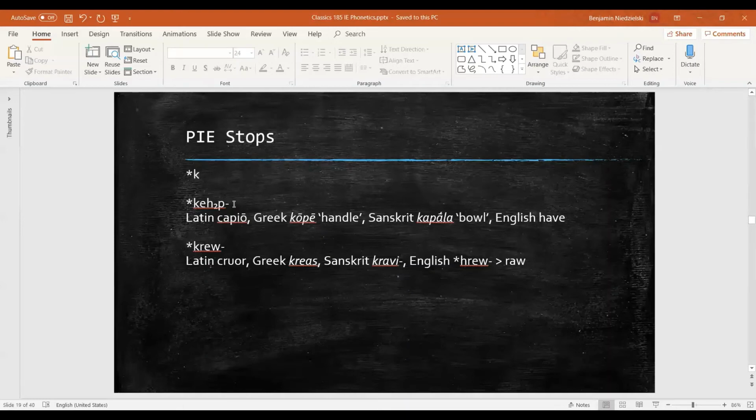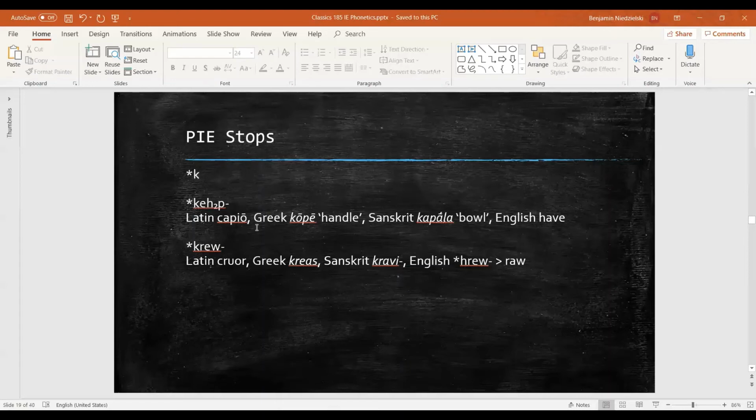Now, this is not quite a perfect correspondence. Capio means take, and if you take something, you have it. So, okay, capio and have could be related. Kope, a handle, something that you grab onto, that you hold, and kapala, a bowl, something that holds water or food, are a little less closely related in meaning. But all of these words have some general basic idea of grabbing or holding in common.